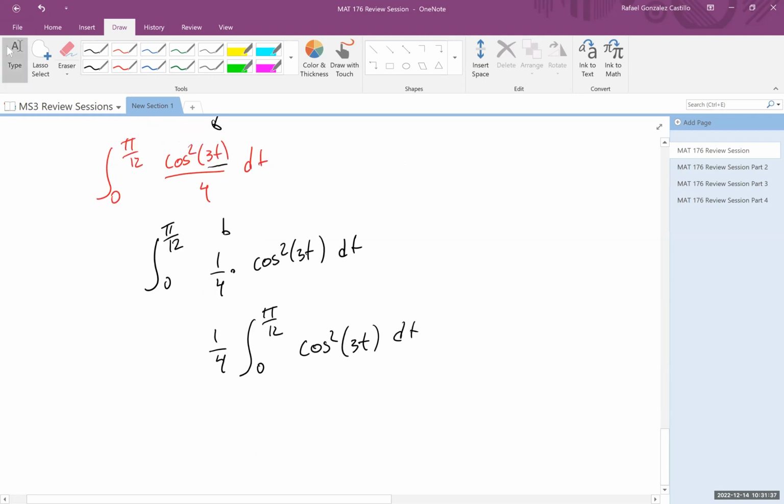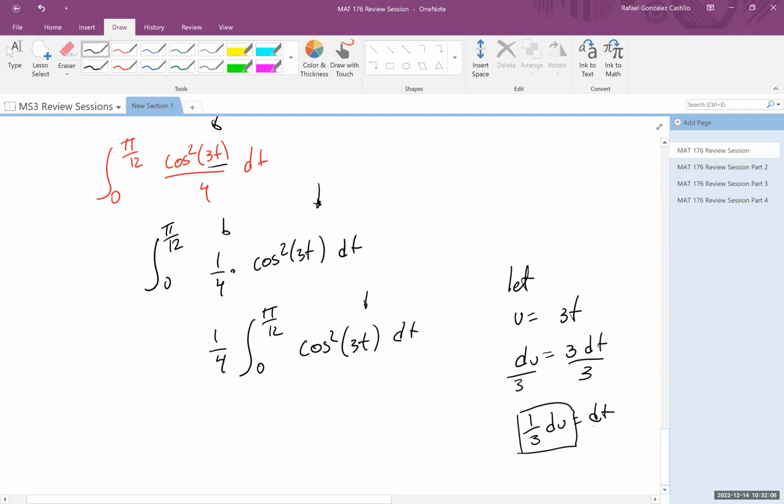And now we could use a u substitution. So we can let u be equal to 3t, and that forces du to be equal to 3 dt. I don't have a 3 dt here. I have it on the inside, of course, but not on the outside. So let's divide both sides of this by 3, and I get 1/3 du is equal to dt. I'm going to substitute 1/3 du for this dt.